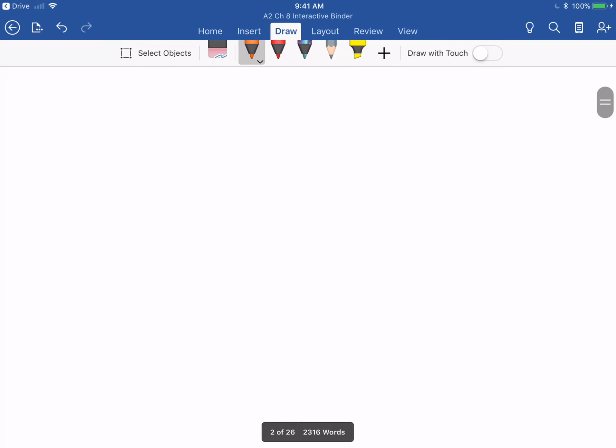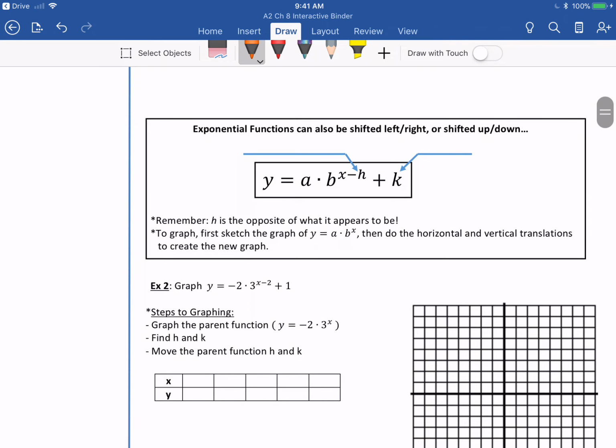All right, so as we roll on here, it says exponential functions can also be shifted left and right and up and down in this equation right here. So this is going to be a huge equation. We're going to see a bunch. Again, that h is the one that's up top with my x, and that moves it left and right.